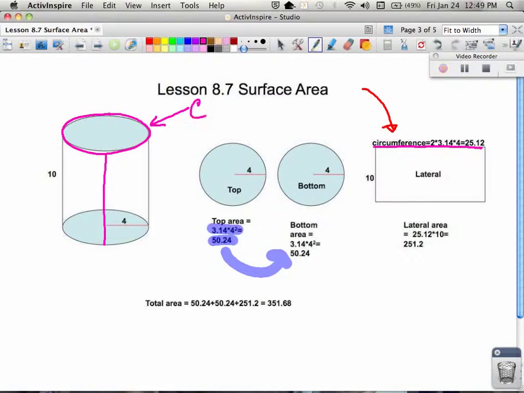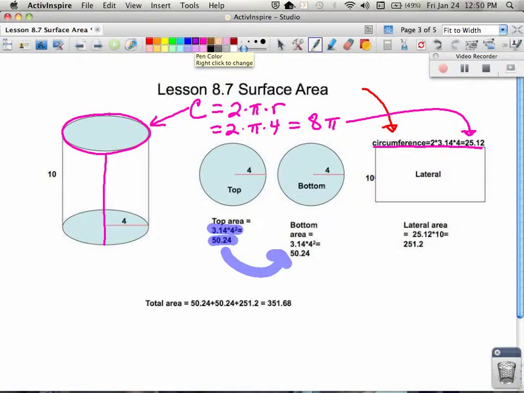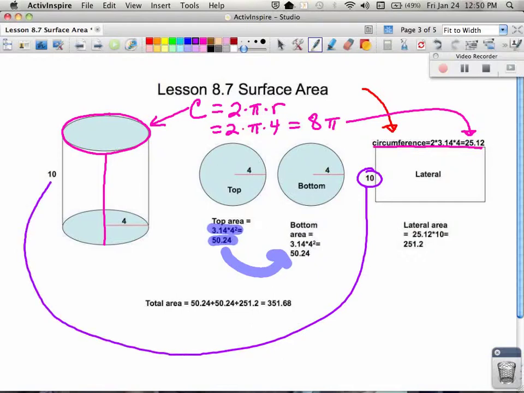I know that the circumference of this circle is equal to 2 times pi times my radius. So that's 2 times pi times 4, or in other words, 8 pi, which if I multiplied out, I would get an approximation of 25.12. That circumference that we saw all the way around the soup can is the same as the base of my rectangle. And then the height of my rectangle, the 10, we were given over here. So now I take my circumference, which was known as my base, and I multiply it by 10.